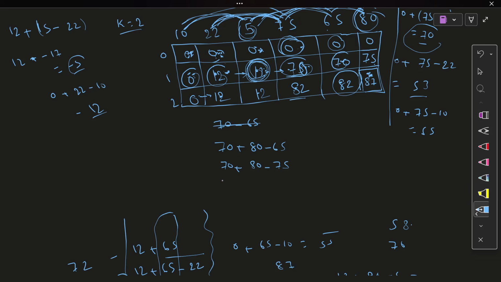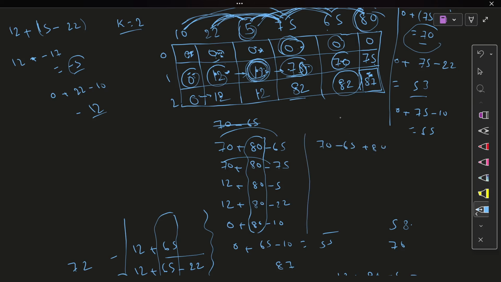This one. But here 12 plus 80 minus 5. Then 12 plus 80 minus 22. Here 0 plus 80 minus 10. Here 80 is common and this is the difference. Or we can say like that, 70 minus 65 plus 80. So what is 70? This one minus this. 70 minus 75, this one. So here 70 minus 75 plus 80.